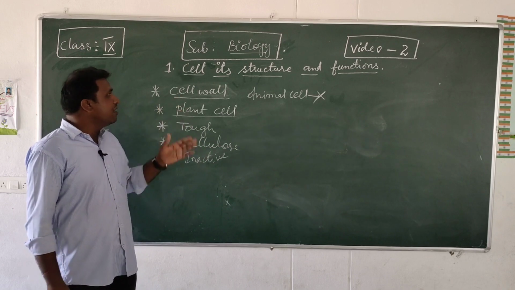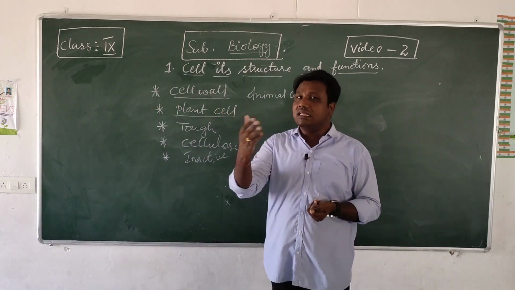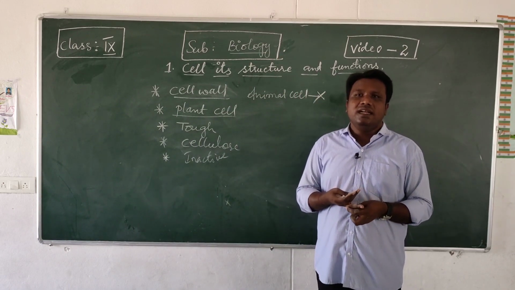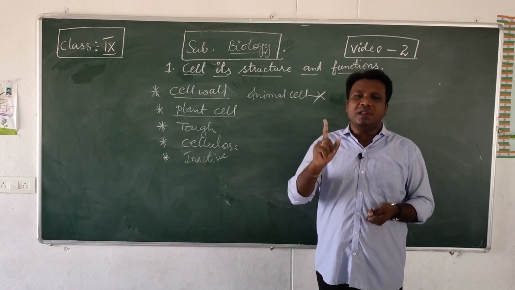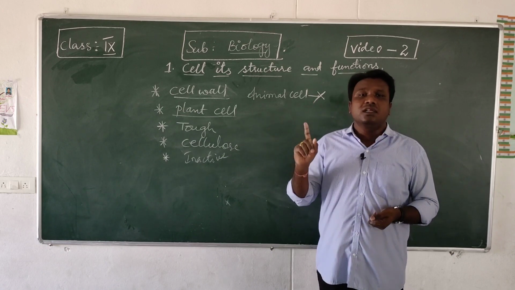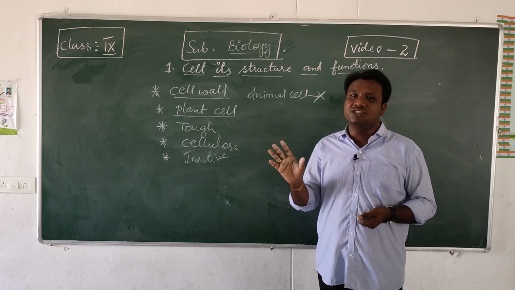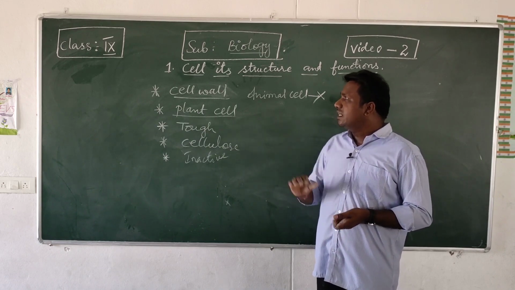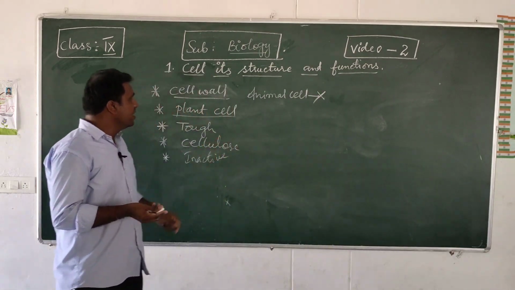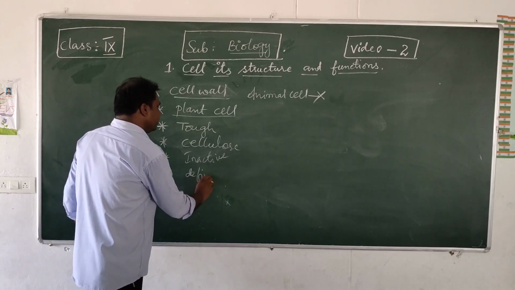But later on, it became a clear distinction between plant cell and animal cell. Already in the first video we discussed the differences between plant cell and animal cell, and one of the major differences is that the plant cell will have a cell wall, whereas the animal cell does not. This is a clear distinction which was made between plant cell and animal cell. Even the cell wall also will give a definite shape and size.